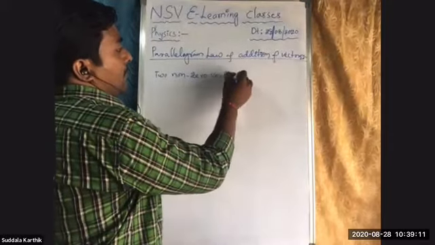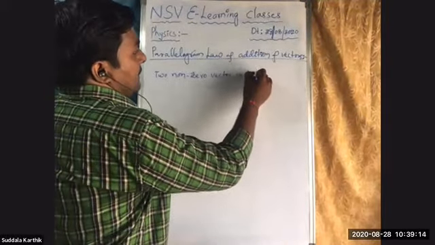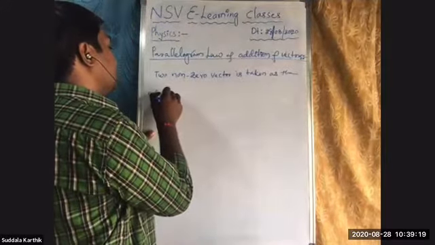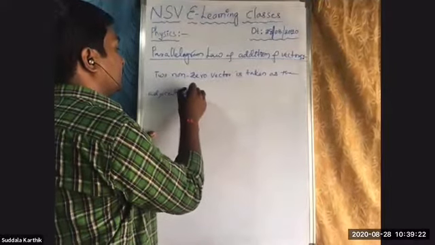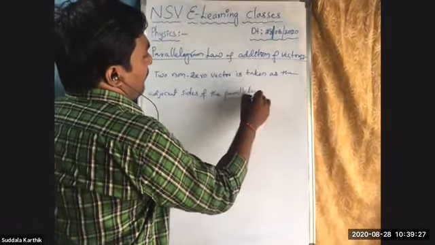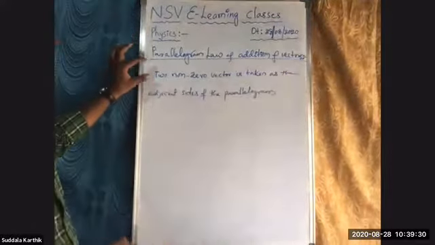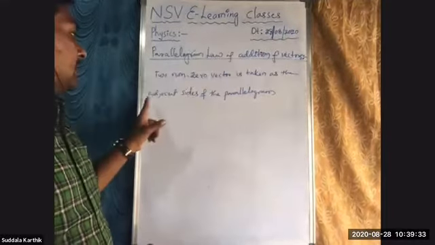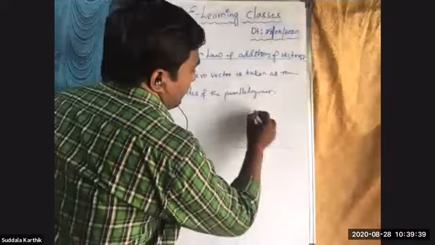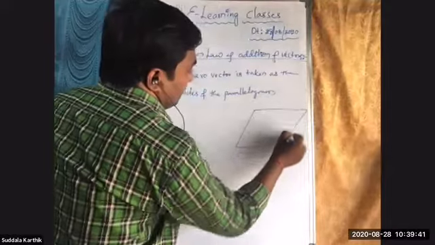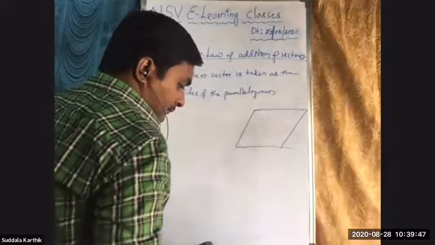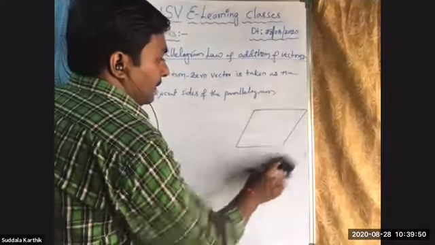Two non-zero vectors are taken as the adjacent sides of a parallelogram. Yes, this is a parallelogram. It is a general parallelogram. I have just taken one parallelogram.